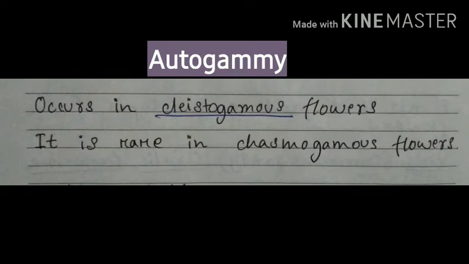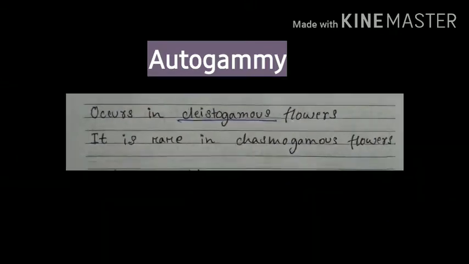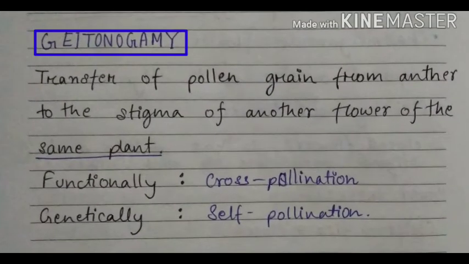Autogamy is rare in chasmogamous flower because the anther and the stigma do not lie close to each other in chasmogamous flower. Now let's have a look at geitonogamy. It is the transfer of pollen grain from the anther to the stigma of another flower but of the same plant. It is functionally cross-pollination because a pollinating agent is required, but genetically it is self-pollination because it occurs within the same plant, so the genes are the same.